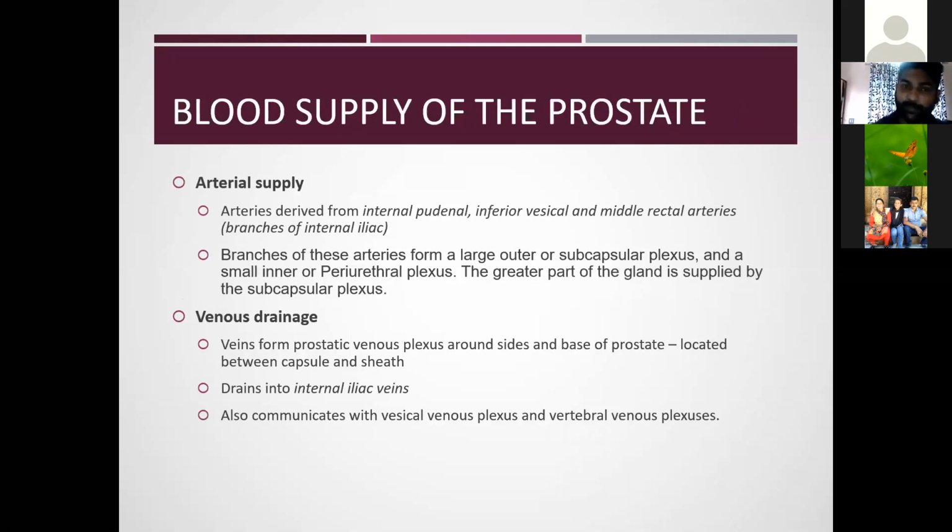And the blood supply of the prostate. Arterial supply. The arteries are derived from the internal pudendal, the inferior vesical and the middle rectal arteries. The branches from these arteries form a large outer or subcapsular plexus and a small inner or periurethral plexus. The greater part of the gland is supplied by the subcapsular plexus.